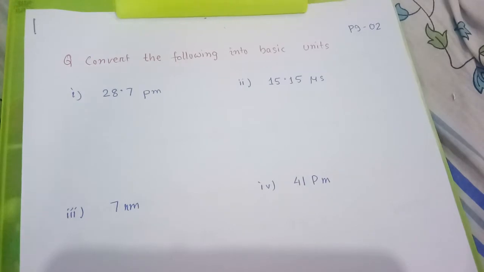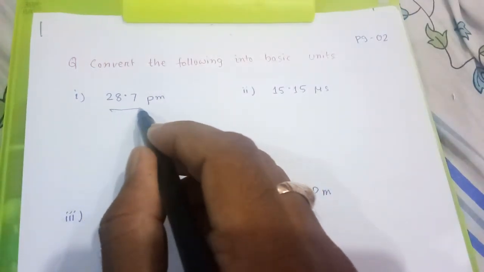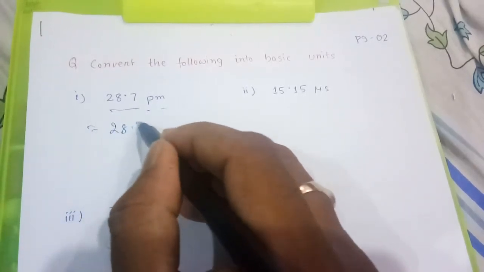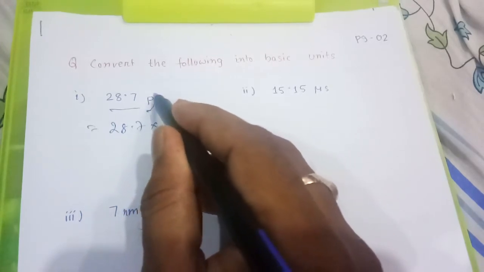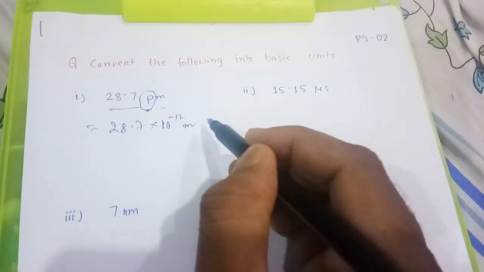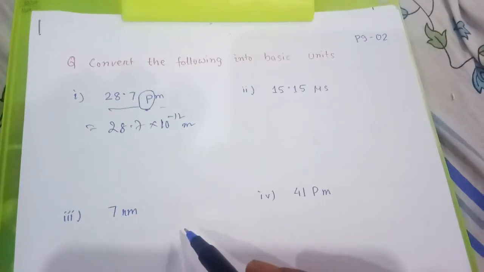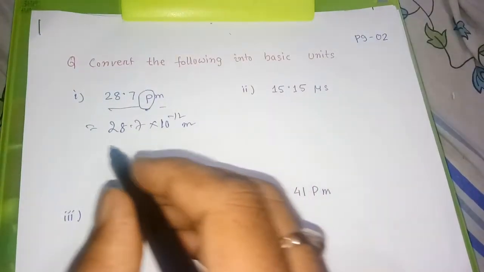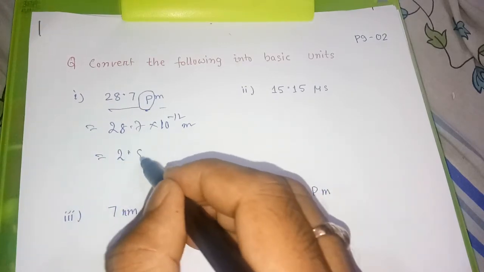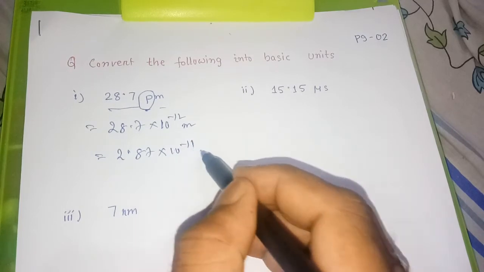So next one, convert into basic units. If I write 28.7 picometer, you just remember 28.7, instead of pico you have to write 10 to the power minus 12. In the last page we have learned that pico means 10 to the power minus 12 we have to write. And if you do this one, that becomes 2.87 into 10 to the power minus 11 meter.